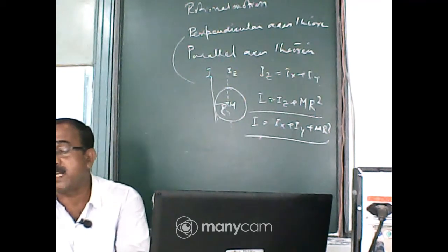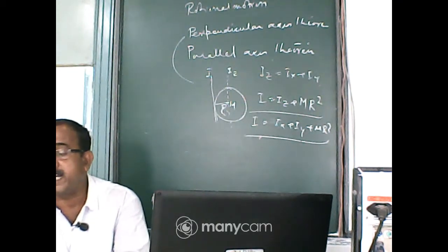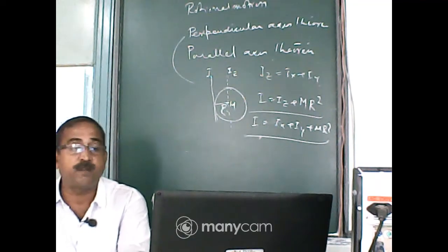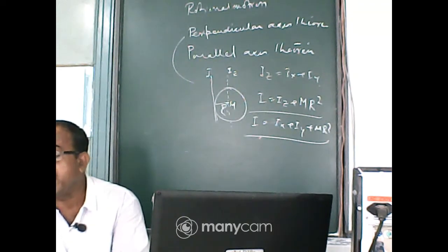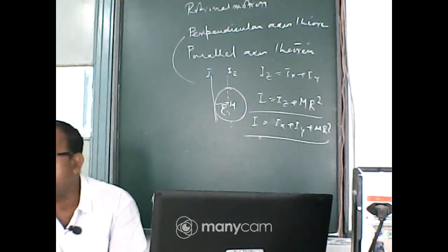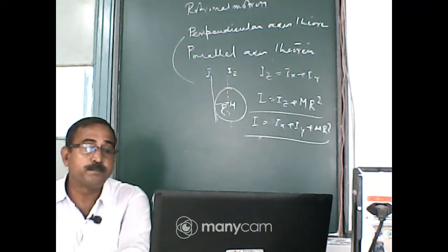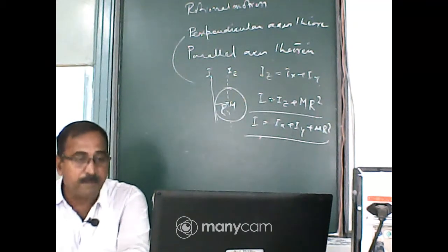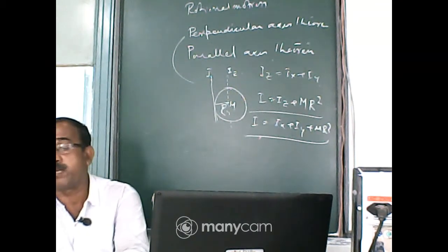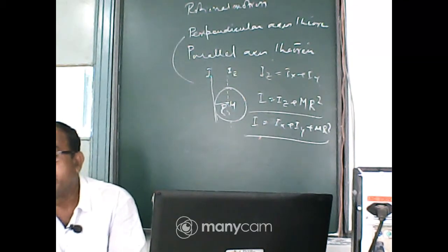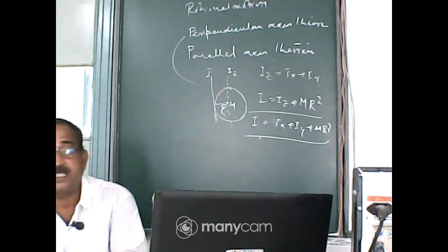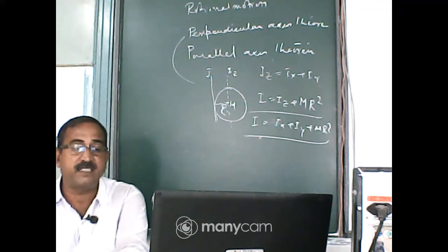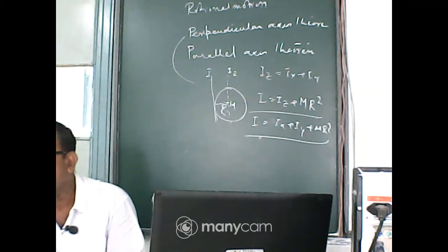Circular discs and circular ring. Circular ring, when you consider it passing through its center and perpendicular to its plane, that is equal to mr square, and along the diameter, that will be 1 by 2 mr square. Along the tangent, that will be mr square plus half mr square, that is equal to 3 by 2 mr square. And thin rod of length L passing through the center perpendicular to the length, that is equal to 1 by 12 ml square. L is the length of the rod.